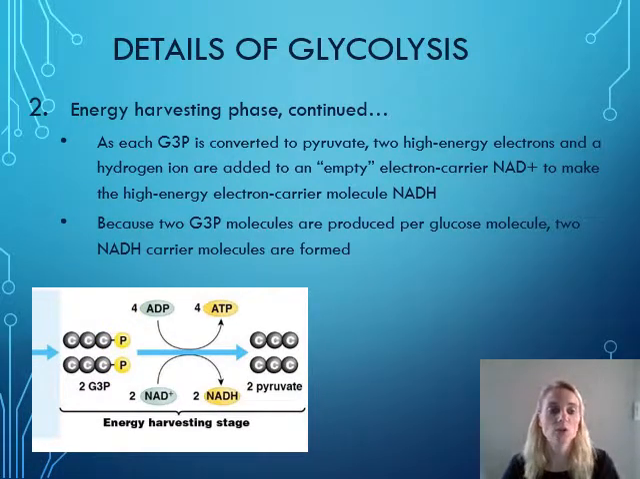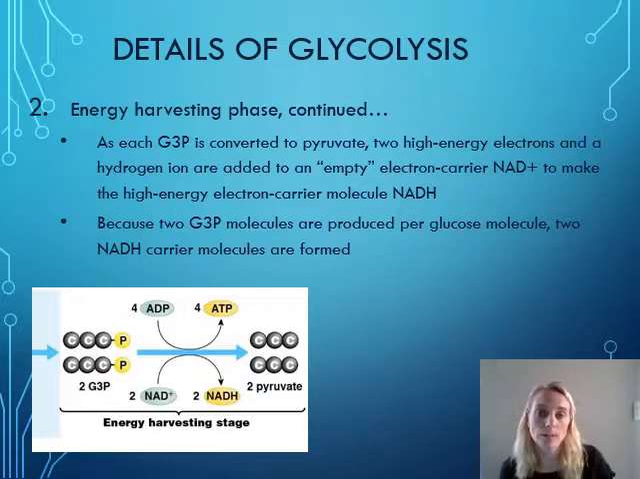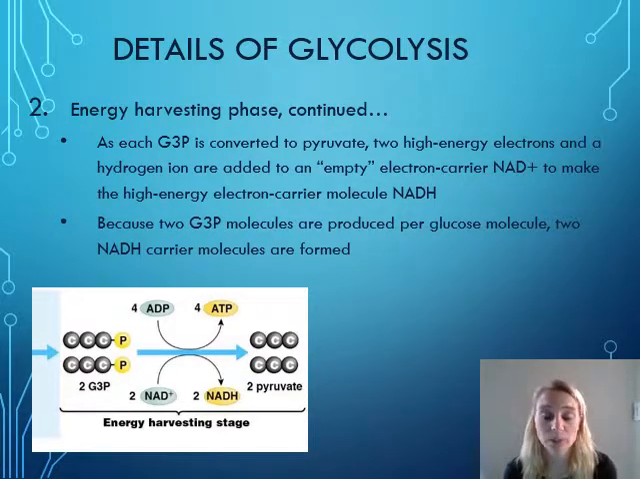Yeah. So there's our G3Ps, glyceraldehyde 3-phosphates. We strip some of those electrons and put them on the NAD pluses to make NADHs. And so now we get our end result of glycolysis: 2 net ATPs, 2 pyruvic acids, and 2 NADHs. So let's see it all put together.